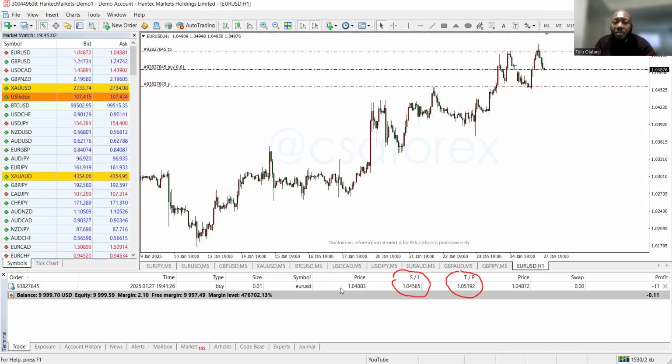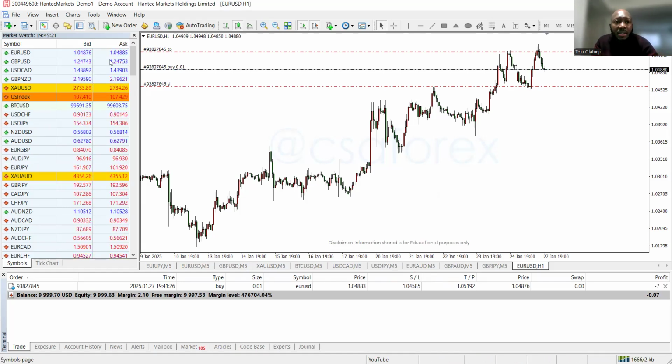Calculating based on your entry price minus the number of pips, or adding the number of pips for the take profit or stop loss, depending on whether it's a buy or it's a sell. So for this trade that we have taken over here, you can see the stop loss and take profit has been set nicely. Now let's assume you want to place a sell.